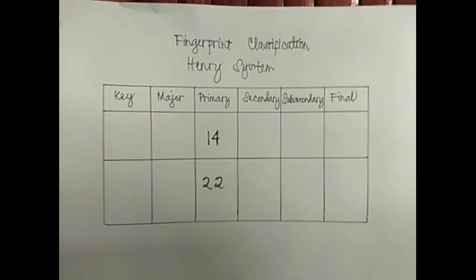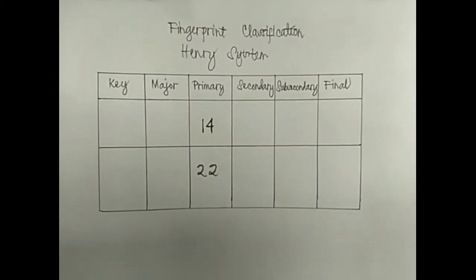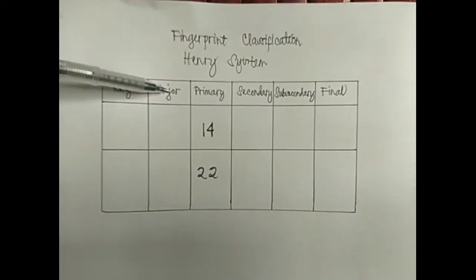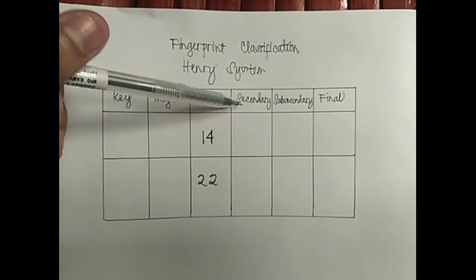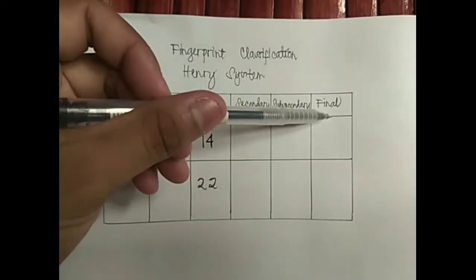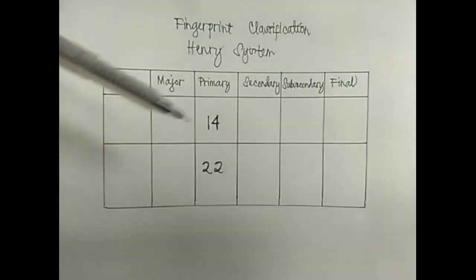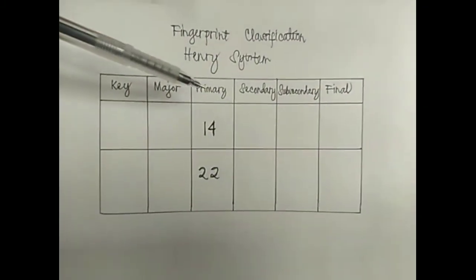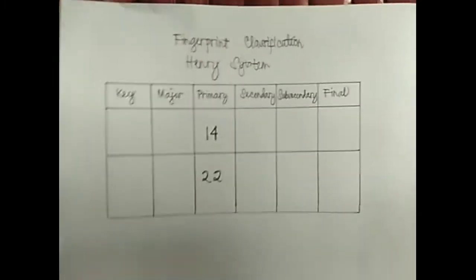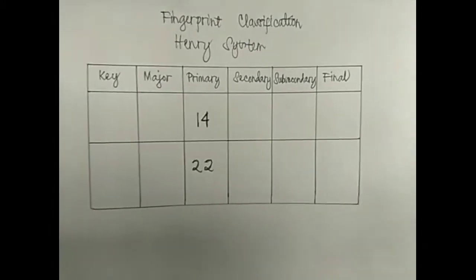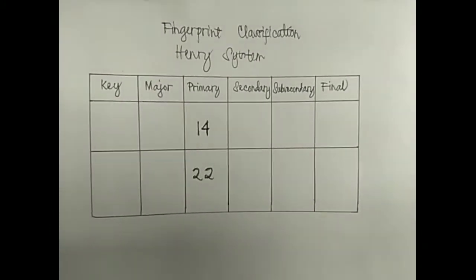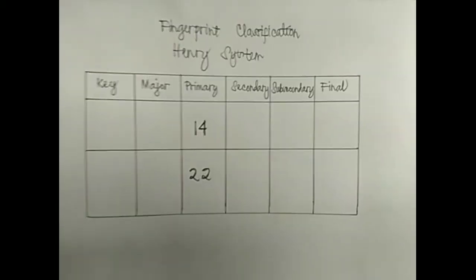I'm going to discuss the Henry system of fingerprint classification. The Henry system of fingerprint classification has 6 parts: the key, the major, the primary, the secondary, subsecondary, and the final classification. First, we will determine the primary classification. The primary classification only concerns the whorl type of pattern in the fingerprint card.